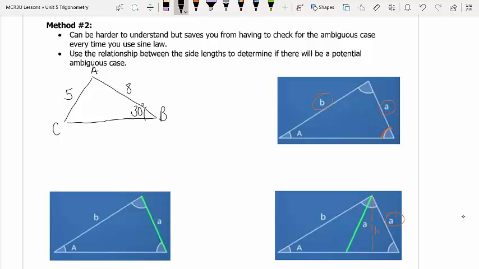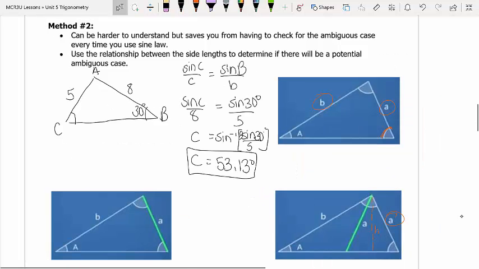Okay, so for example, if we take our same triangle from above and we're asked to find angle C, if you wanted to approach this question using method 2, you would go ahead and find angle C using the sine law, so same thing as above. Okay, so I just quickly did the sine law, so same as what we did above.